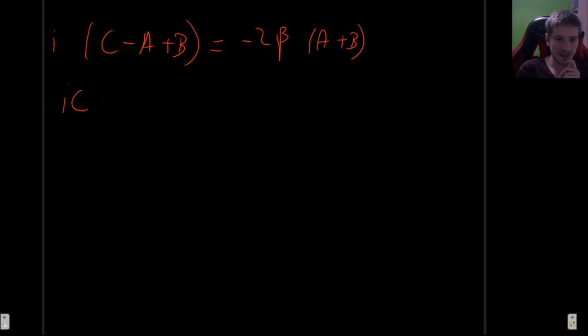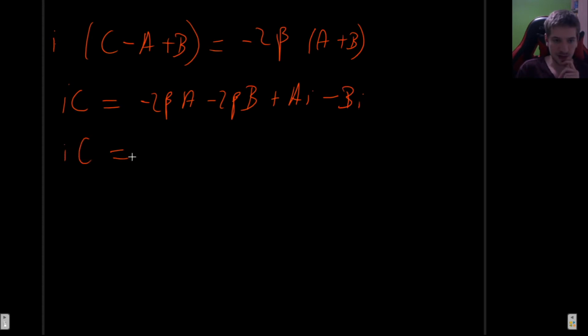So we get iC is going to be equal to, now I'm going to multiply this through, minus 2 beta A minus 2 beta B, and then I'm just going to take these two terms and put them to the right. So we get plus Ai and then minus Bi. So now I can just factor here, and we get A times i minus 2 beta plus B. Actually, well, there's minus and minus, so let's just write it as minus B, and then I get A plus 2 beta.